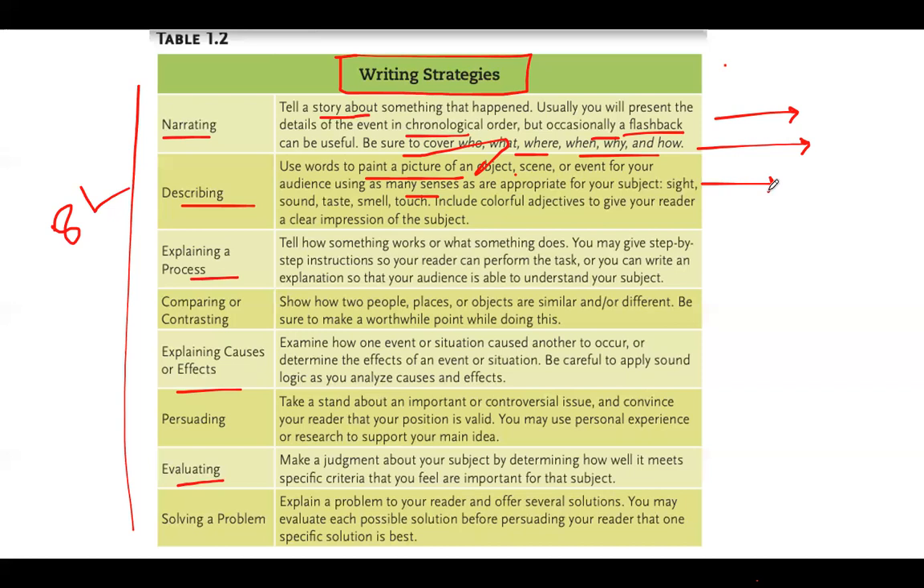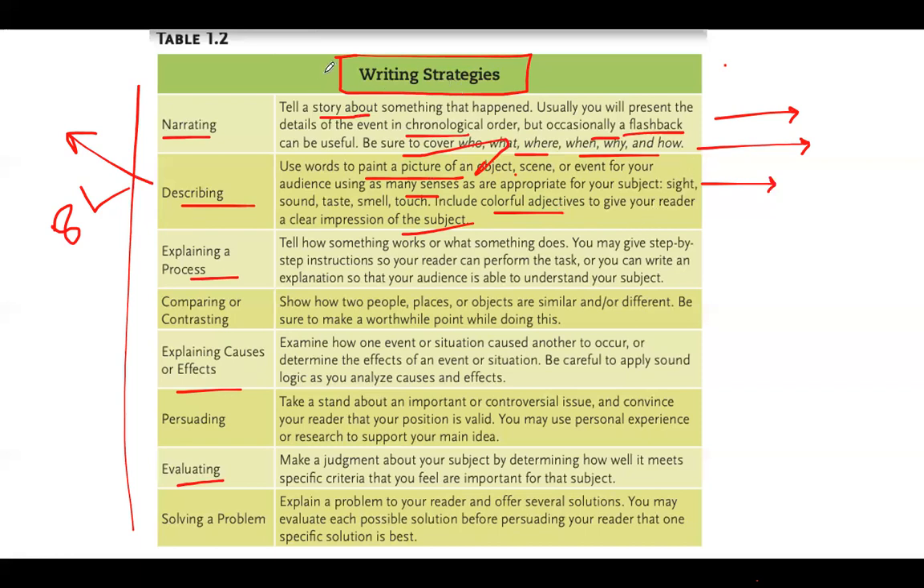And then a person who is reading can actually feel the sight, sound, taste, smell, or touch within your communication. So this sort of writing is very impactful. This is very impactful in literature. Okay, so here in the strategies, you will use colorful adjectives to give a very clear, vivid description of the subject you're talking about. All right, so that is simply describing anything, and that is one of the writing strategies.